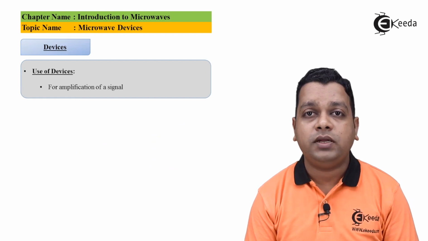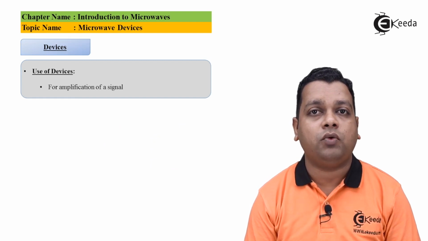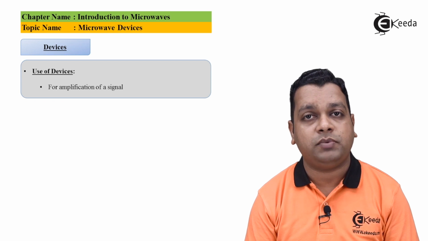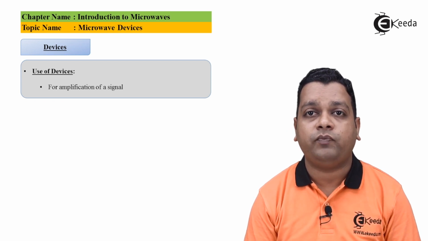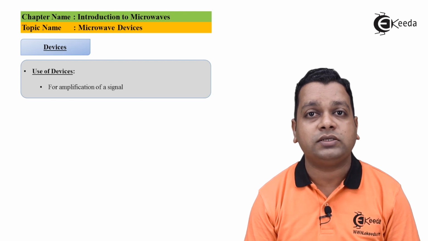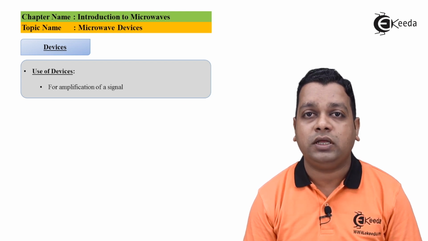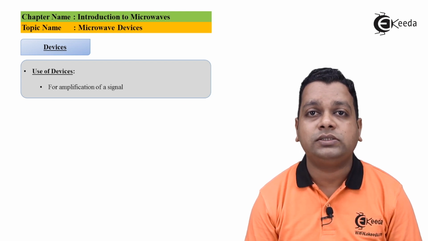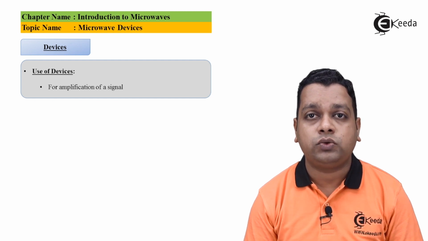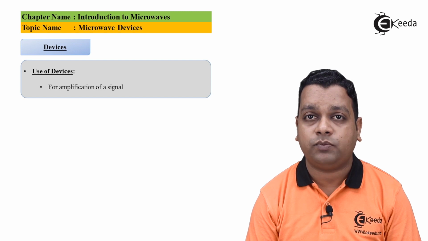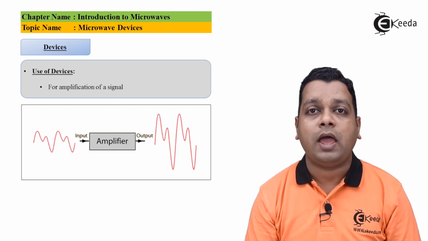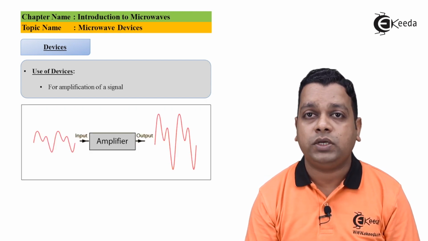The next very important objective of the devices is to amplify the signal. Most of the time, the signal we receive at the receiving end, after it has traveled a long journey, is quite weak. So to get it to an acceptable level, we apply the amplification process. So the amplification of the signal is very important.